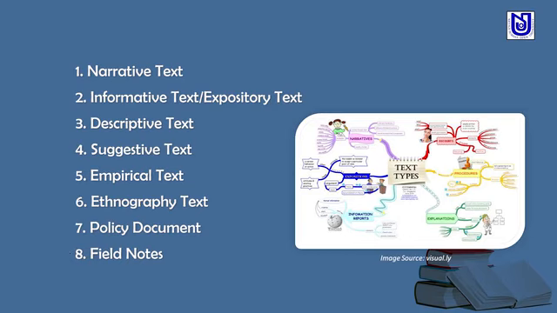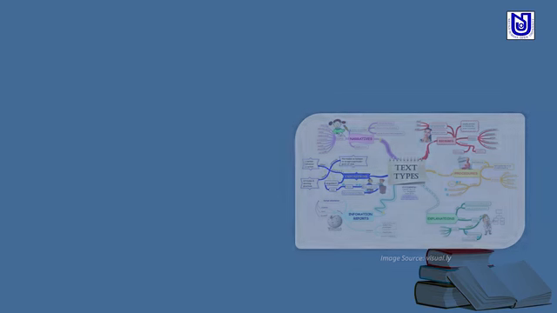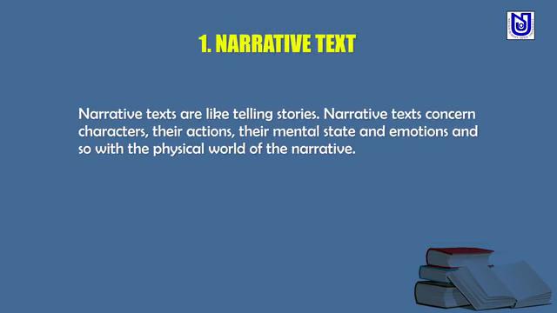So let's discuss these different types of text in detail. First one is narrative text. Narrative texts are like telling stories. Narrative text concerns characters, their actions, their mental state and emotions, and also the physical world of the narrative. Learners, you will see that telling stories is a very good method of teaching and learning. So if someone uses storytelling for their teaching, definitely they will use narrative text.